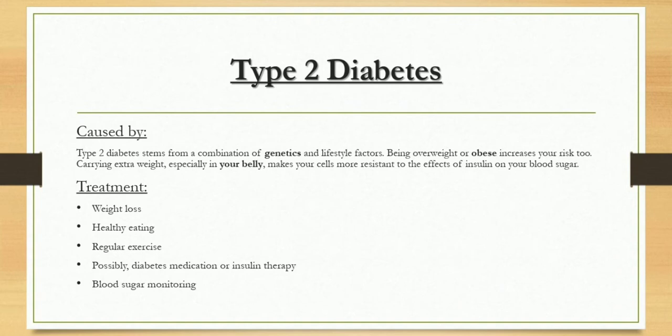Being overweight or obese increases your risk too. And carrying extra weight, especially in our belly, makes our cells more resistant to the effects of insulin in our blood sugar.